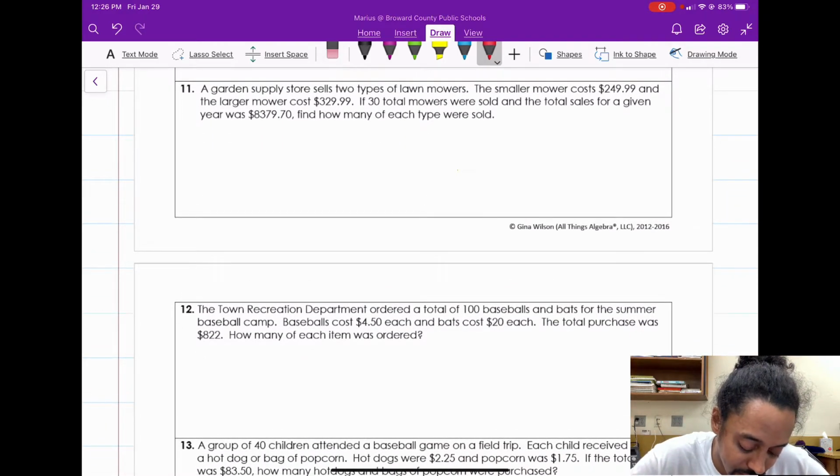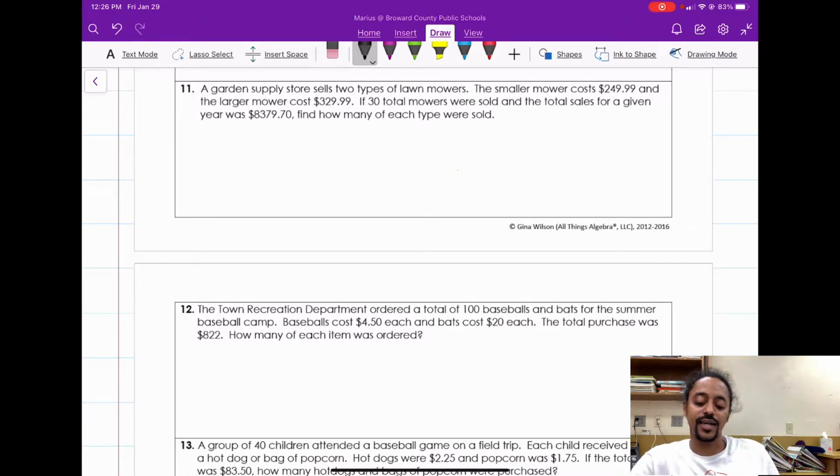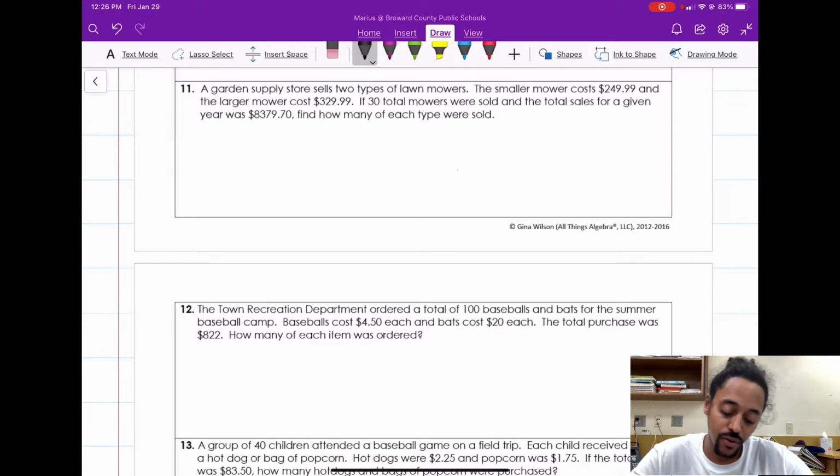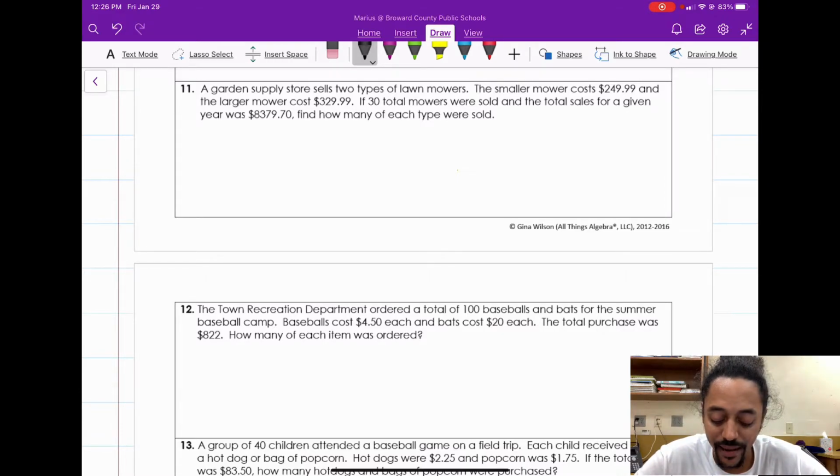Number 11. Number 11 reads, a garden supply store sells 2 types of lawnmowers. The smaller lawnmower costs $249.99, and the larger mower costs $329.99. If 30 total mowers were sold, and the total sales for a given year was $8,379.70. Find how much of each type were sold.